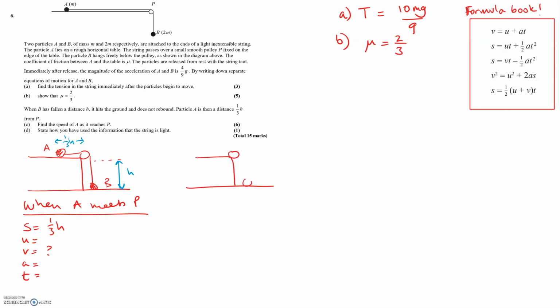So when B does hit the ground, what happens to this string is it goes slack. So no longer do we have any tension in that string, but it's still moving. And the acceleration of this is actually going to be a deceleration. So it's going to start to slow down as it moves towards the pulley.